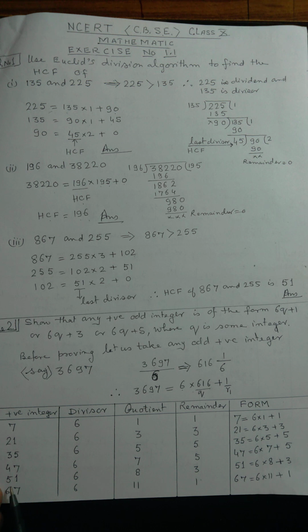Now take another example, that is 51. 6 is the divisor, 8 is the quotient, 3 is the remainder. So this 51 can be written in the form of Euclid division algorithm. So 51 can be written as 6 into 8 plus 3. Now 67, 6 into 11 plus 1. So 67 will be equal to 6 into 11 plus 1.